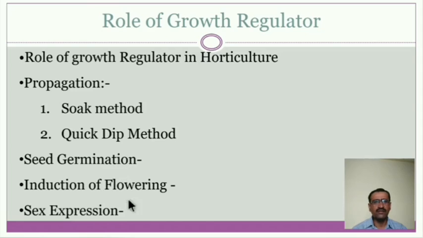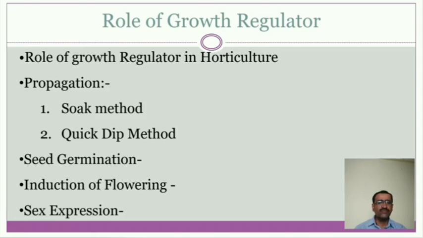Next one is the induction of flowering. Here, for induction of flowers, different plant growth regulators are applied, and with the help of that growth regulator the induction of flowering can take place. Different growth regulators like NAA at 10 to 50 ppm cause early flowering in different plants like pineapple. After that, 2,4-D at 6 to 10 ppm is used to induce flowering in apple.